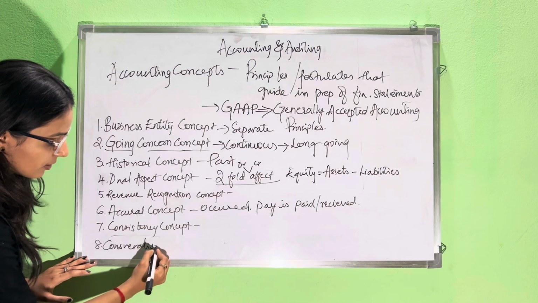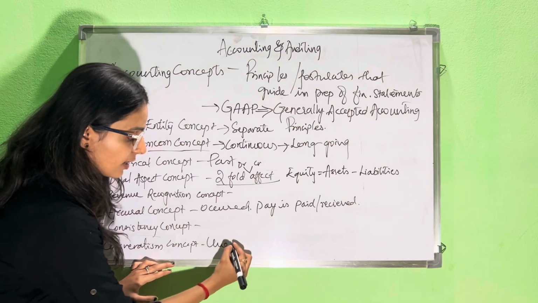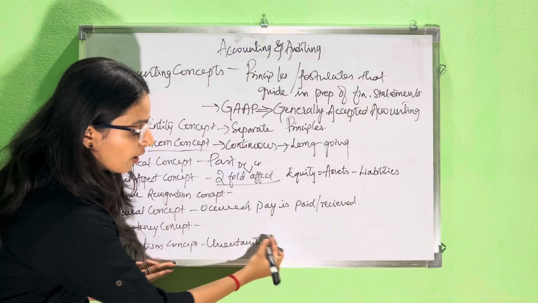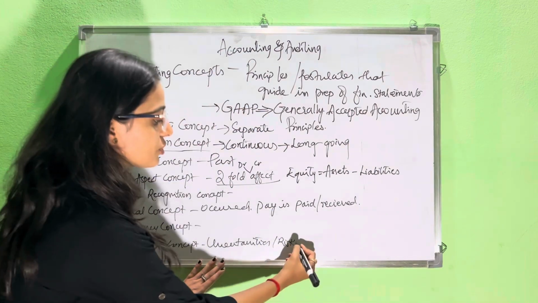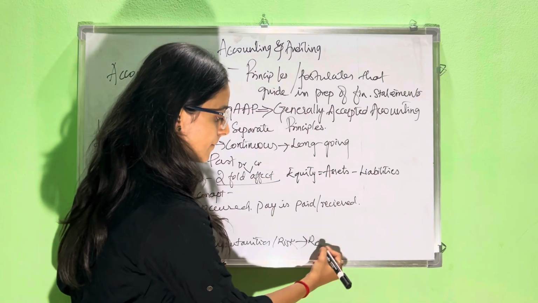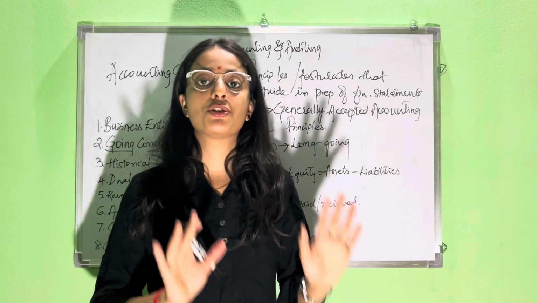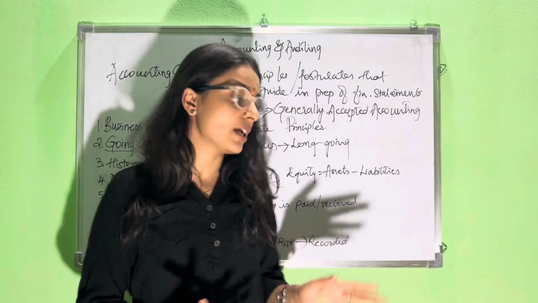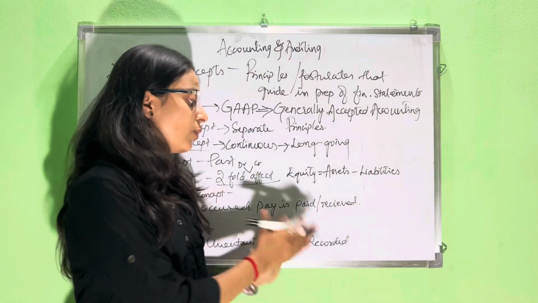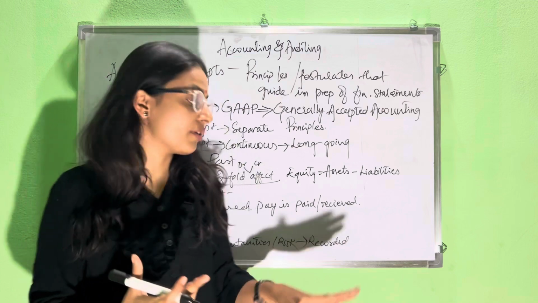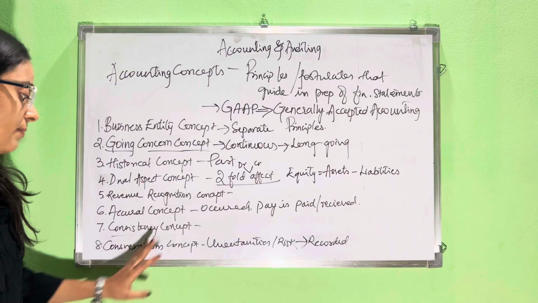Next comes the conservatism concept. If you see any potential uncertainties or risk, if you see any loss is going to happen, you should record it well in advance. Record it as soon as possible. But revenues should be recorded only when they are actually rendered or received. But for uncertainties or risk, when you find it's a potential uncertainty or risk that is going to happen, recording such risk or uncertainties is nothing but the conservatism concept.